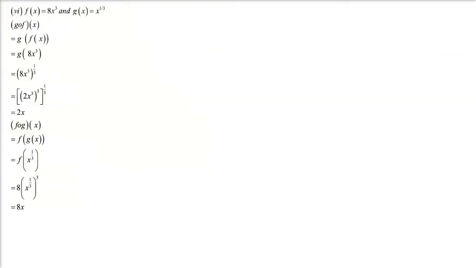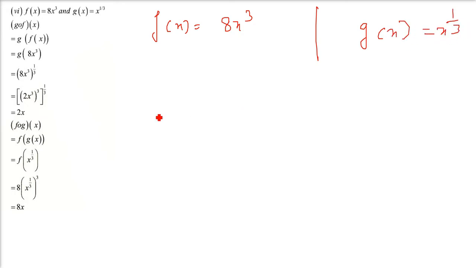Now the sixth part here. You have fx as 8x cube, and the second one, gx, is x to the power 1 by 3. So fog x we are going to find out, or gof first. Let us find out gof. g of fx, we have to take fx, which is 8x cube, and put it inside gx, that is x to the power 1 by 3. So in place of x, replace 8x cube.